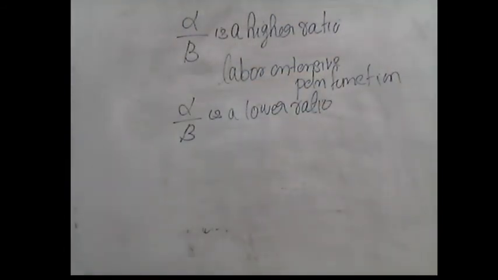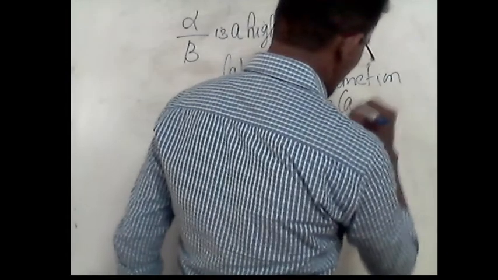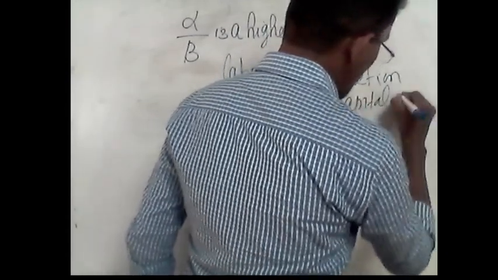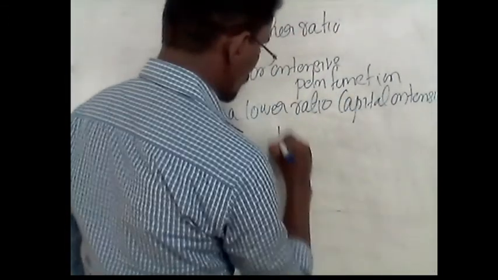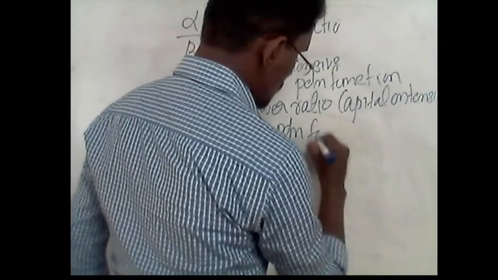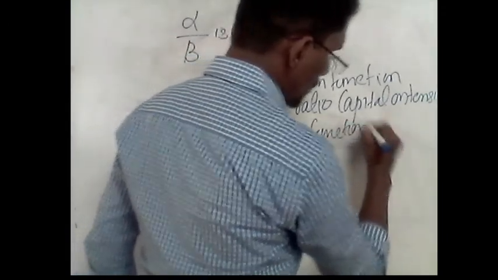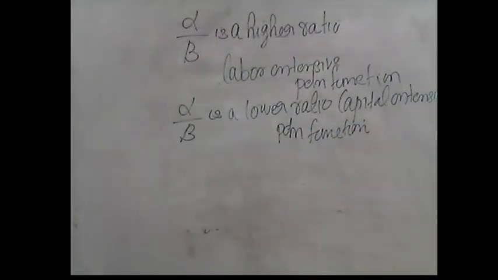And in the case where alpha by beta is a lower ratio, then this is a capital intensive production function. Capital intensive production function. This is the sixth property.